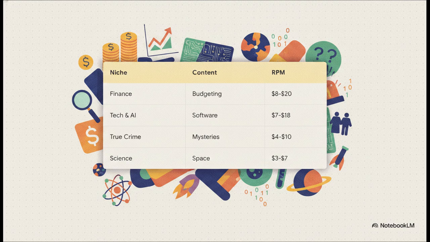Personal finance and investing commands an incredible $8 to $20 per 1,000 views. Tech and AI explainer channels are right behind that at $7 to $18. True crime and science are also massive, highly engaged, evergreen niches pulling $3 to $10. When you combine these high-paying topics with a clear, confident AI voice and visually stunning free AI images, you have a solid recipe for serious revenue.